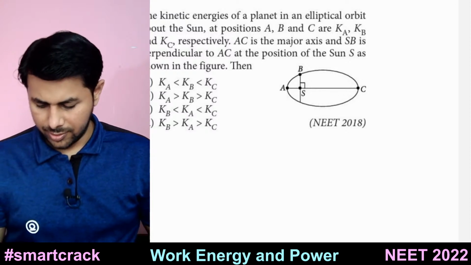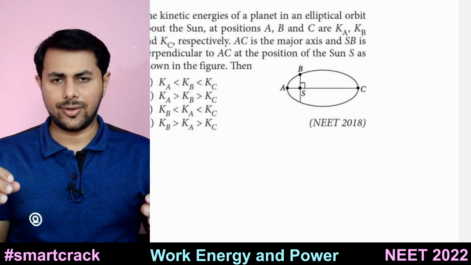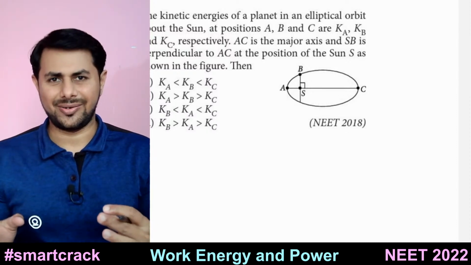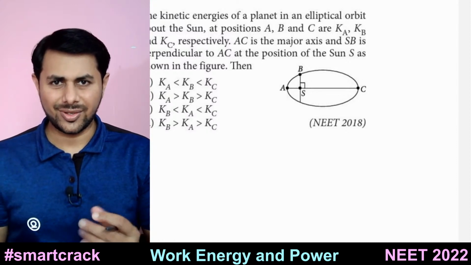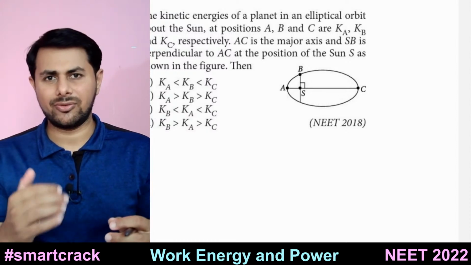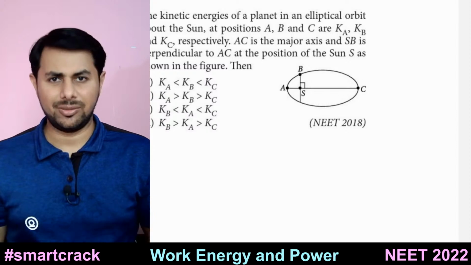So clearly we know that the closer the planet is to the sun, the faster it moves. If it is away from the sun, its velocity will be lesser, and if it is closer to the sun, its velocity will be more.